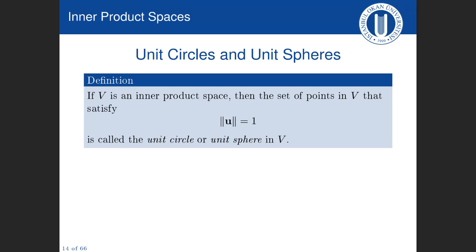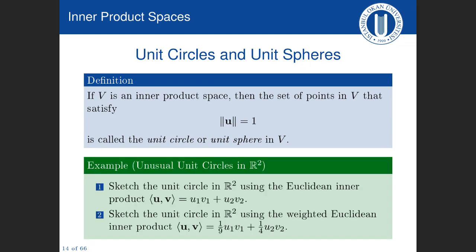Unit circles and unit spheres. If V is an inner product space, then the set of all points that satisfy norm of u equal to 1 is called the unit circle or the unit sphere in V. So this just means the set of all unit vectors in an inner product space, and that will depend on which inner product you're using.